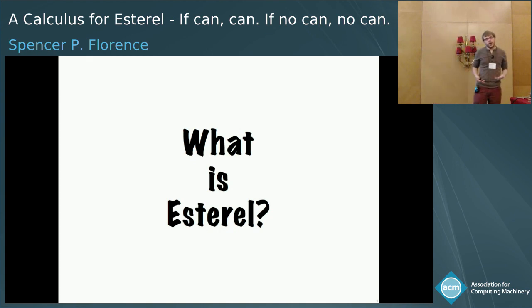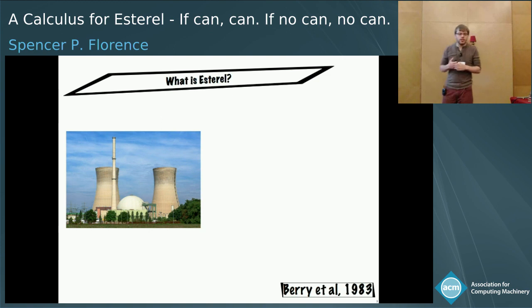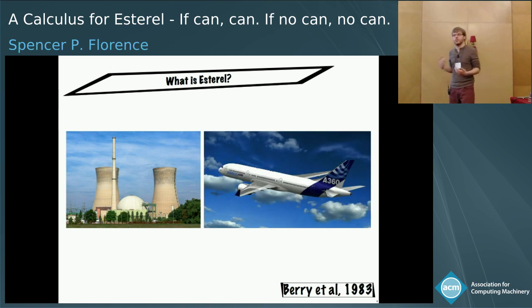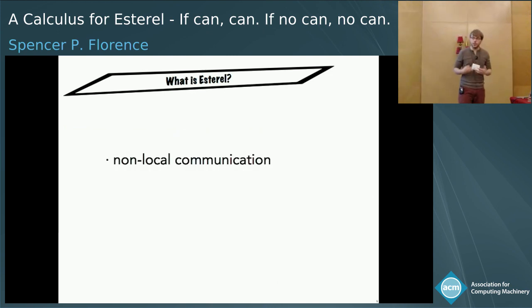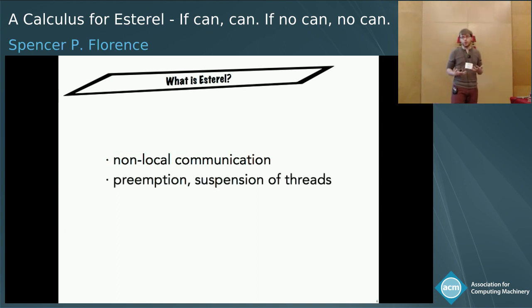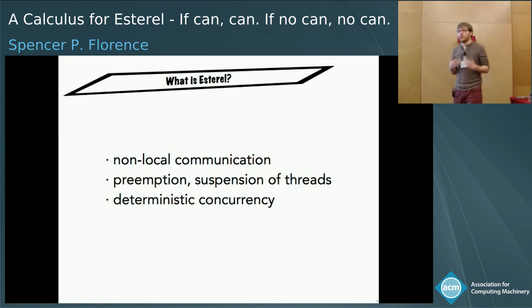Esterel is a programming language first introduced back in the 80s that has seen a lot of use in critical systems like nuclear reactor control systems or the first fly-by-wire systems on the Airbus planes. It's seen adoption here for a lot of reasons, but the ones I'm going to talk about today are its built-in facilities for non-local communication, which can be used to help coordinate and control some powerful control structures that can do things like suspend and preempt groups of threads. But it managed to do all of this while maintaining a form of deterministic concurrency. So that's a quick look at Esterel.